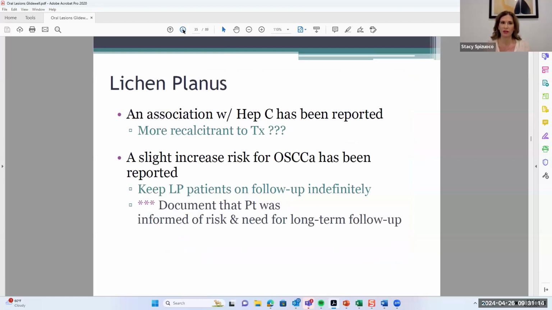Next, there may be an association with hepatitis C. Patients that have that, sometimes treatment doesn't really help. There's a slight increased risk for squamous cell carcinoma, so this needs to be reported. You need to follow up with your patients. You need to document it. And you need to make sure they're aware.